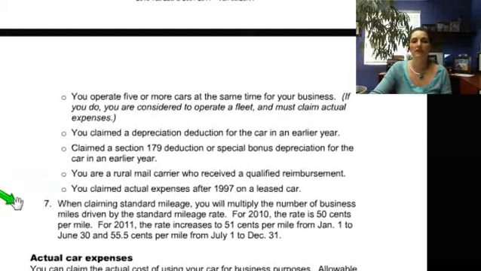Now, when claiming the standard mileage rate, you will multiply the number of business miles driven by the standard mileage rate. For 2010, the rate is 50 cents per mile. For 2011, the rate increases to 51 cents per mile from January 1 through June 30th, and 55 cents per mile from July 1 to December 31.